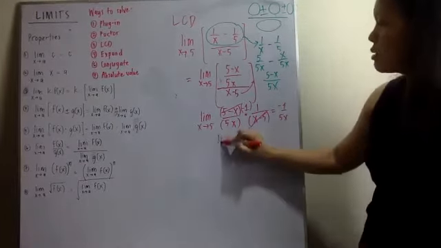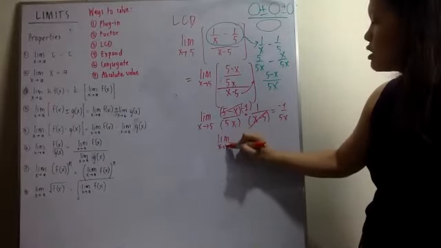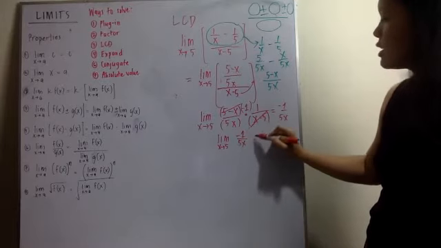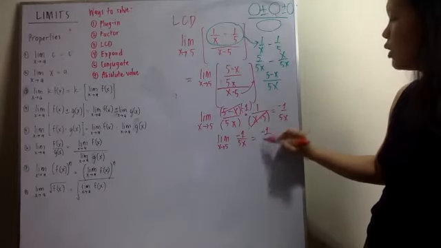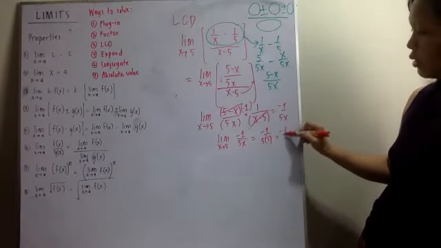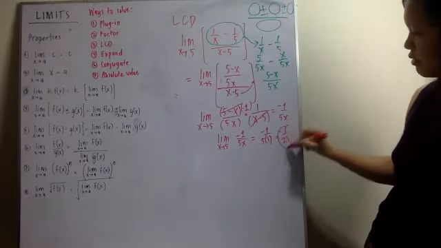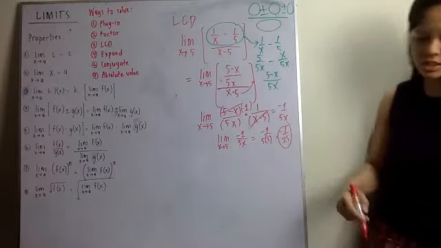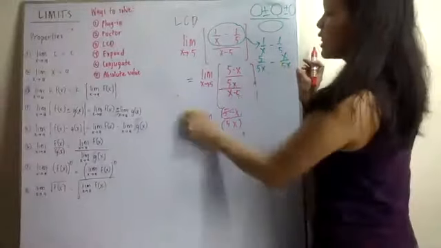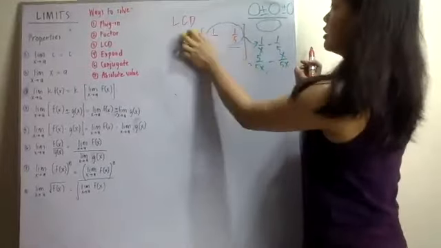Now, pwede na tayo mag-substitute. Limit as x approaches 5, negative 1 over 5x is equal to negative 1 over 5 times 5 or negative 1 over 25. Okay, yan yung final answer natin dito. One more example, then short quiz tayo.